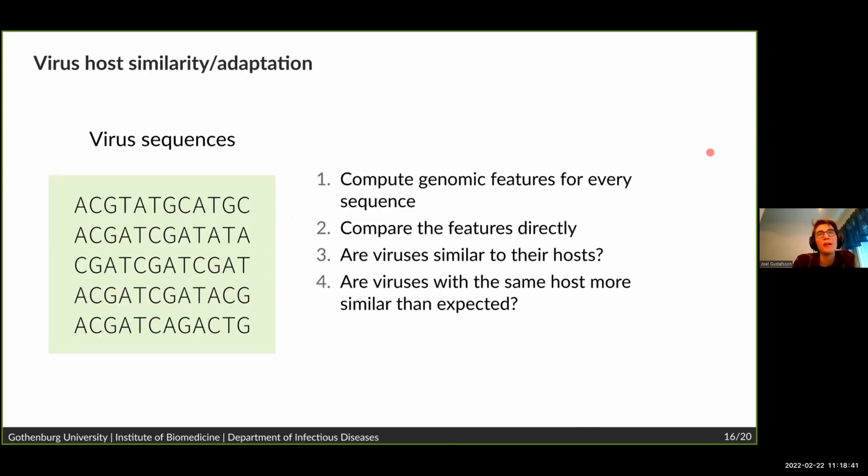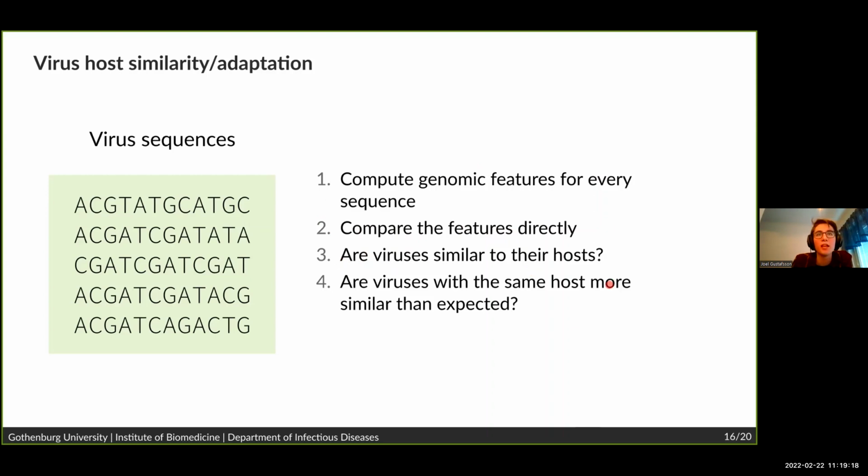So what we do in this case is that we compute the genomic features for every sequence, and we've been a bit more careful here in that we want to look at all of the different features, not just the aggregate of features. So we'll see later on, we're looking at GC individually compared to dinucleotides and so on. And then we compare these features directly.